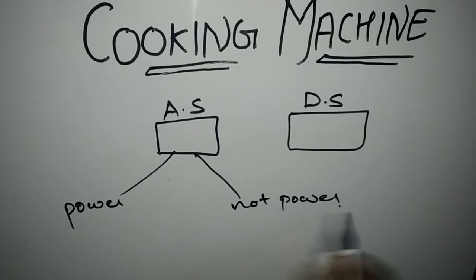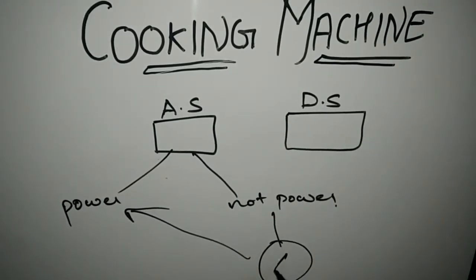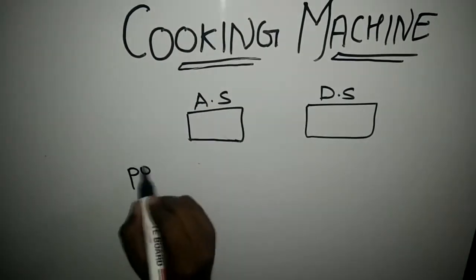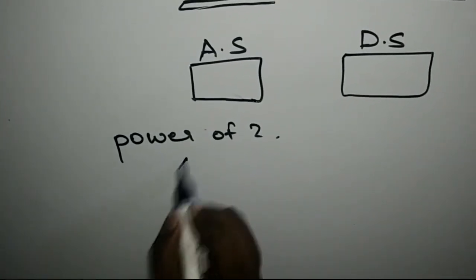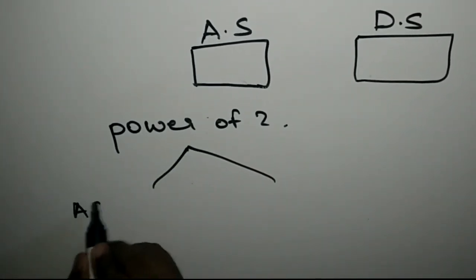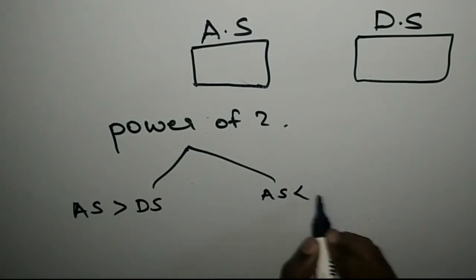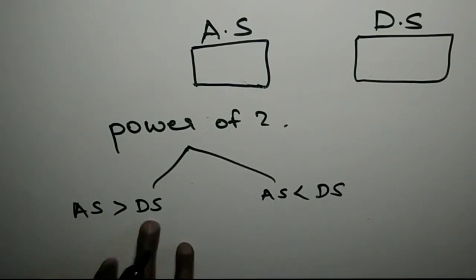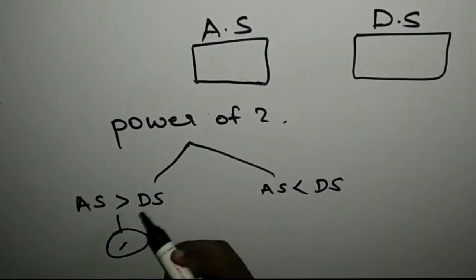If it's not a power of 2, you always use the division operation to make it into a power of 2. So if it's not a power of 2, you use the division operation until it is a power of 2. Now we have the actual setting as a power of 2. This also has two cases: the actual setting is greater than the desired setting, or the actual setting is less than the desired setting. If the actual setting is greater than the desired setting, we divide the actual setting by 2 till we get the desired setting.